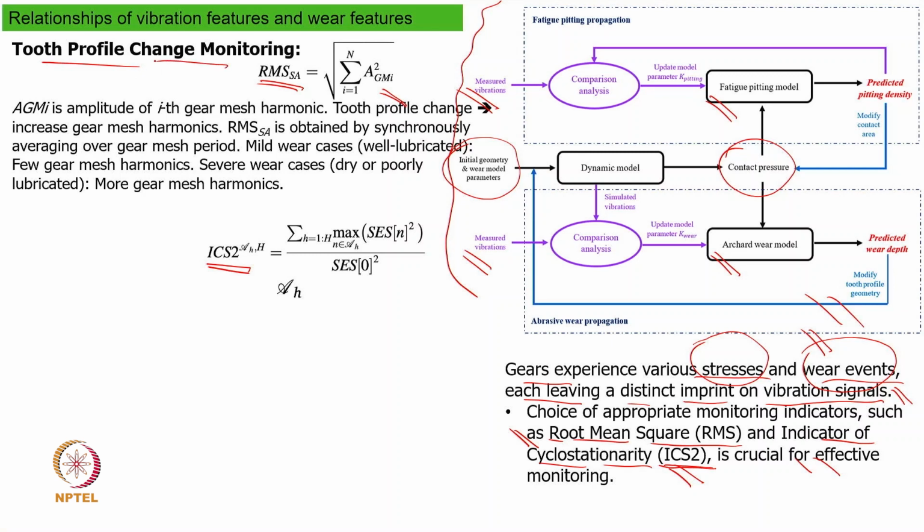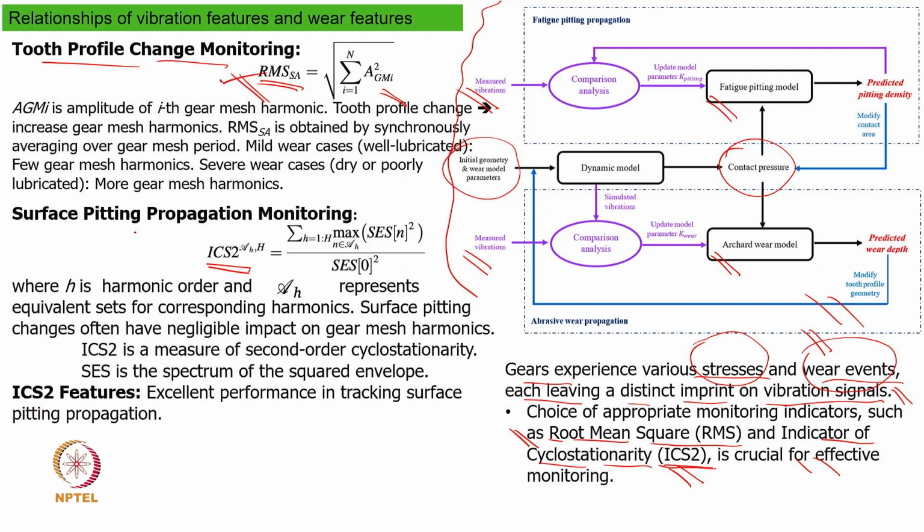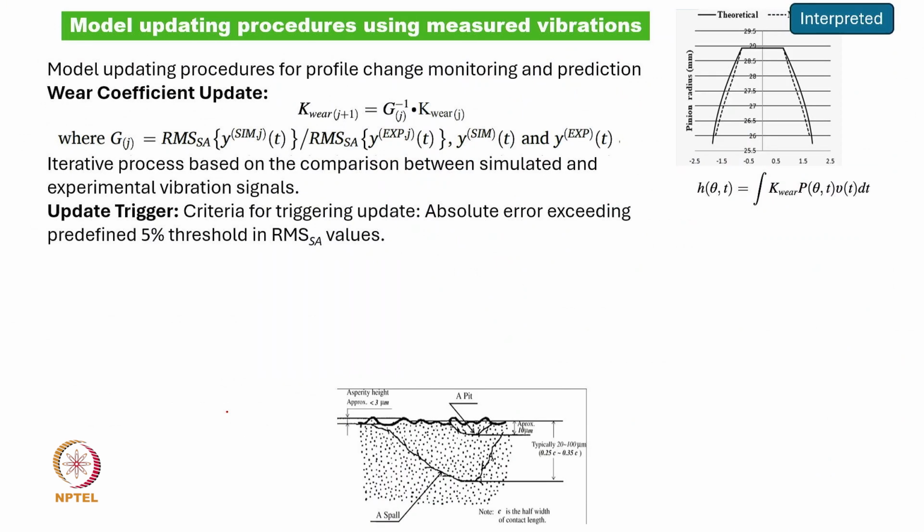The tooth profile monitoring for the change in the thickness of the gear tooth can be related to RMS value, and pitting propagation can be related to ICS2. And this is what they have done, they implemented it.